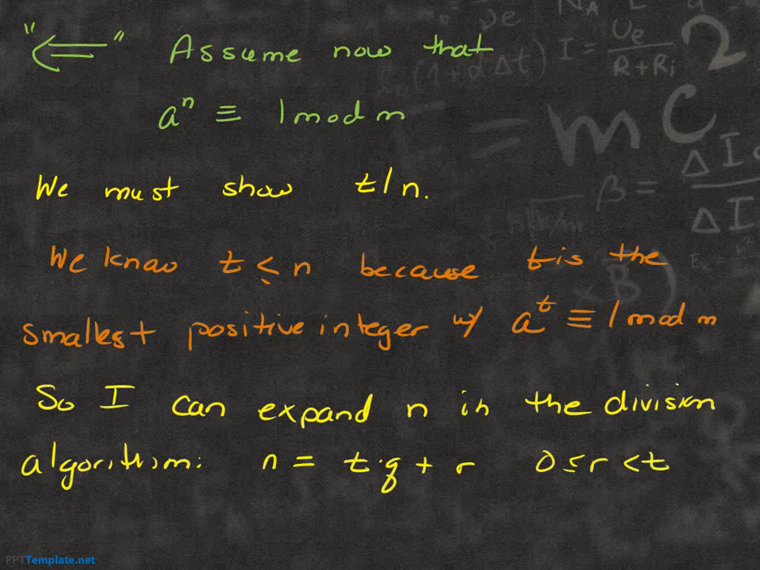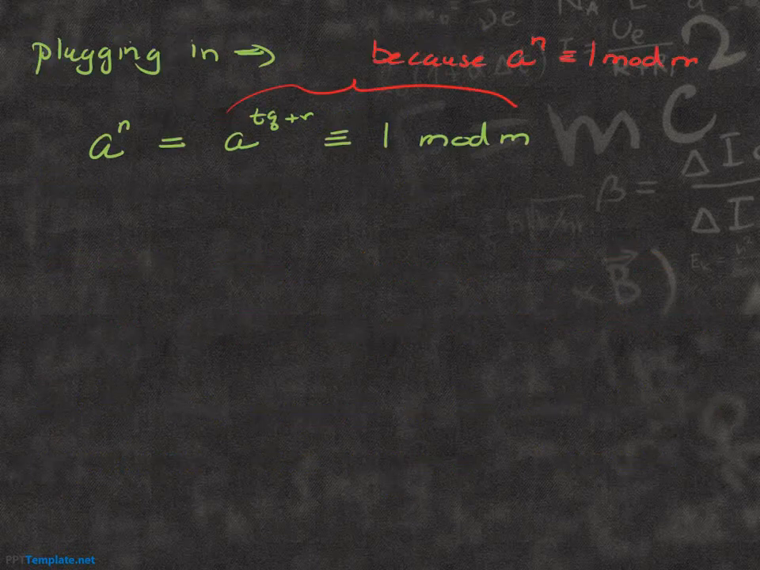So I can expand the n in the division algorithm by dividing by t. Really, that changes my problem now. I need to show that r is 0. I want to get after this, that r is 0. So I'm going to expand that in the division algorithm and plug it in. All I did is substitute, instead of n, tq plus r, and I know that a to the n is congruent to 1 mod m because that was my know.